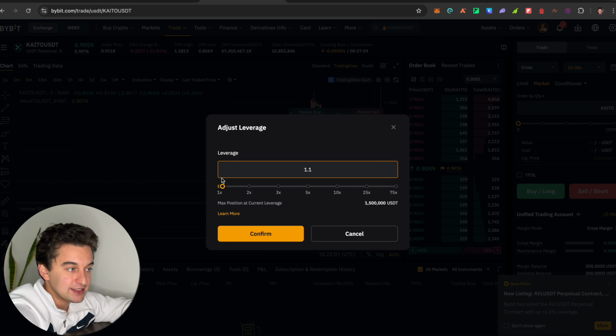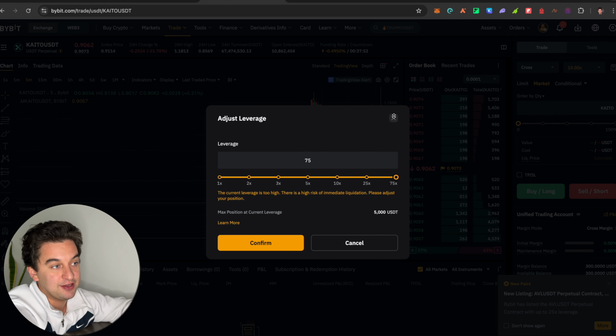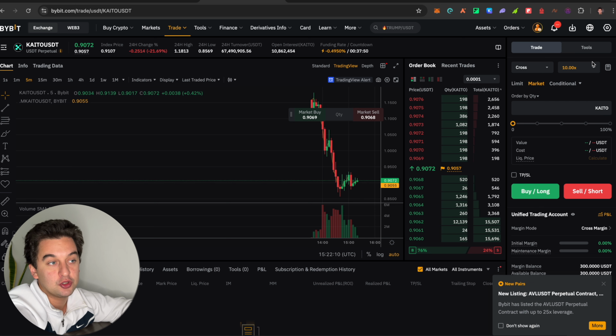And the best thing is you can trade all the way up to already 75x leverage. Of course, you can go 1x leverage, 2x leverage, 3x leverage. You can do less, but you can also go all the way up to 75x leverage, which you're able to go and change over on the top right here.